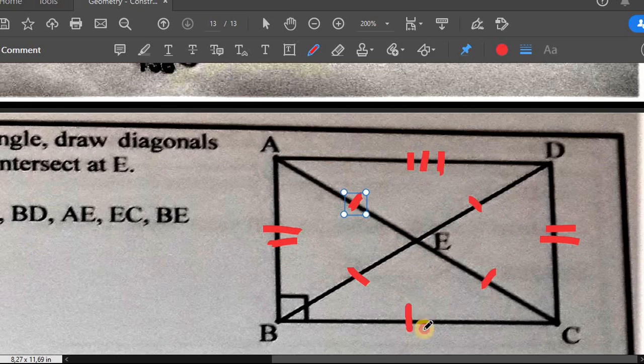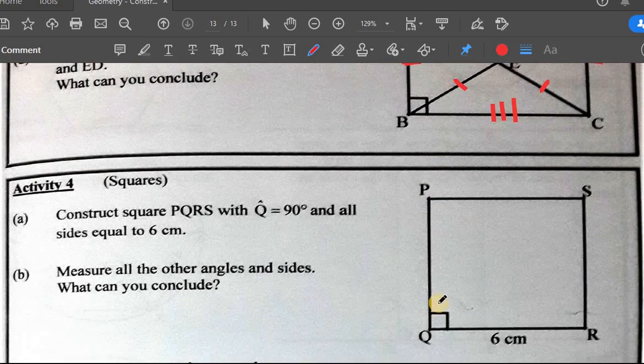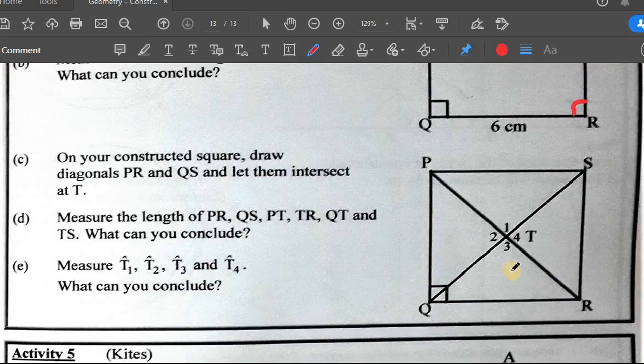AD is equal to BC. Square. We constructed the square. Obviously, we know the square, right angle there. We're going to realize that all sides are equal. So this is 6, 6.